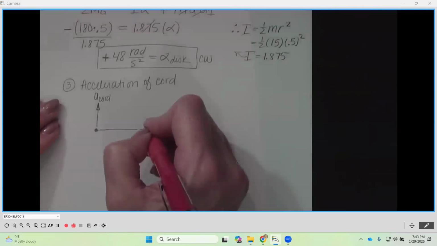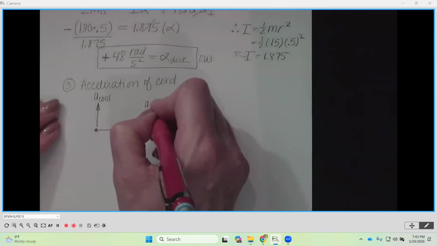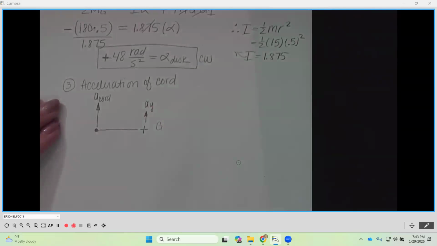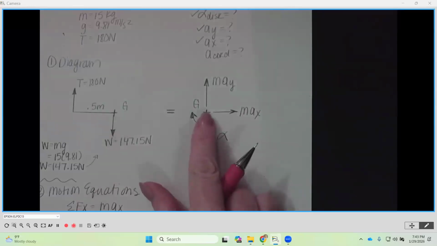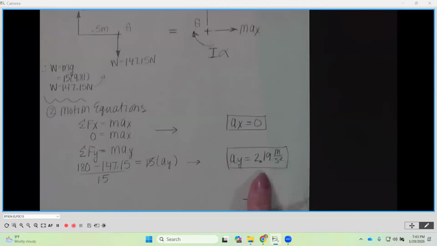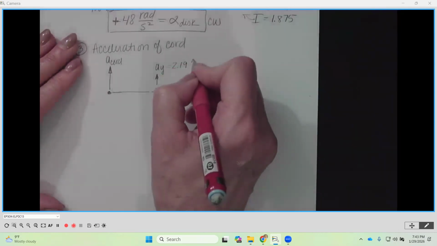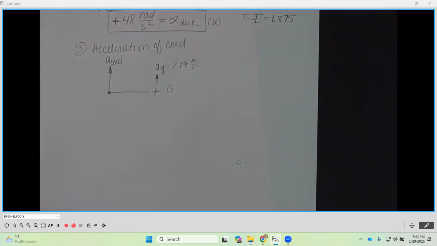Now, the acceleration of the cord has two accelerations. We have an acceleration a_y that we saw here, and we have a value, 2.19, that we calculated. So this is equal to 2.19, and this is meters per second squared.